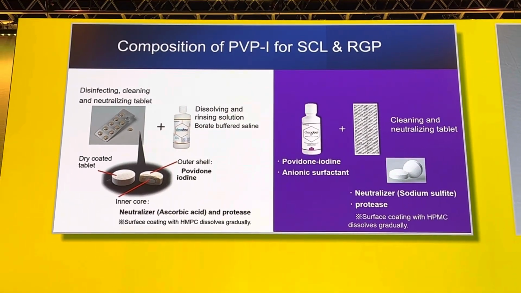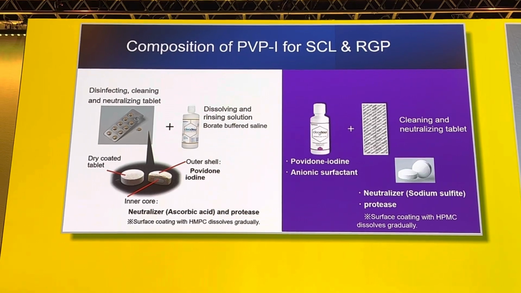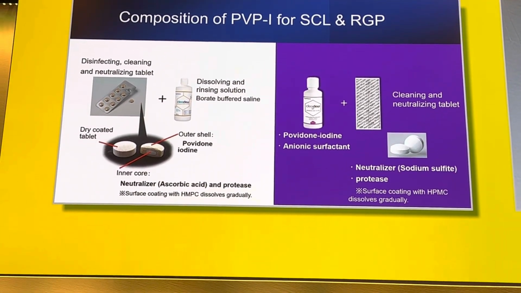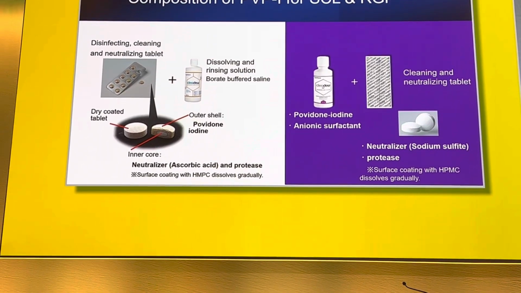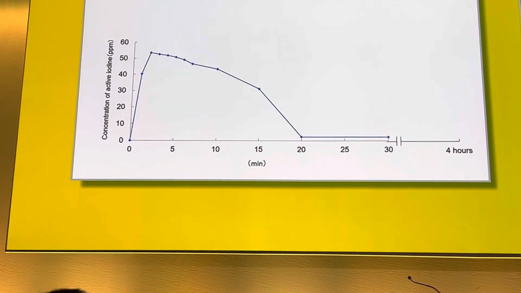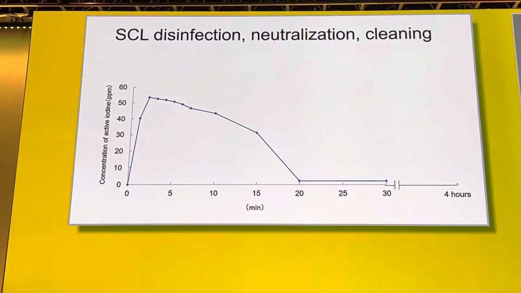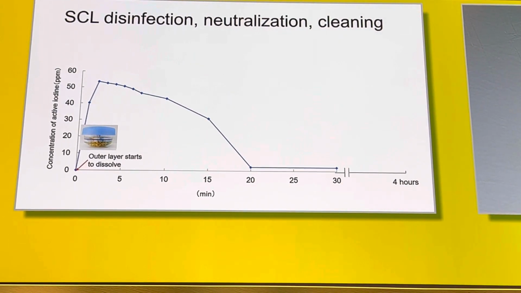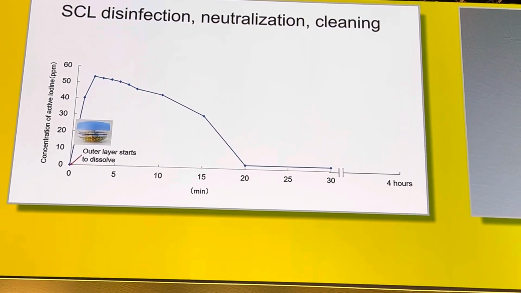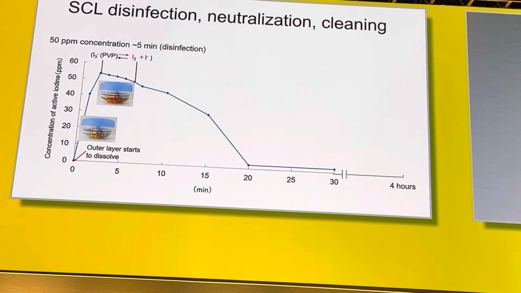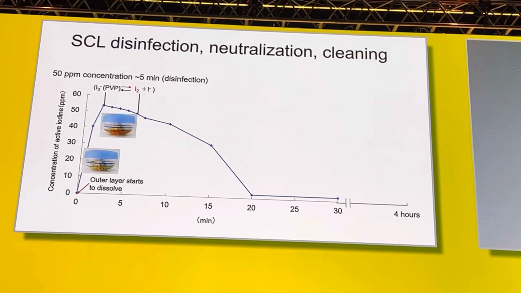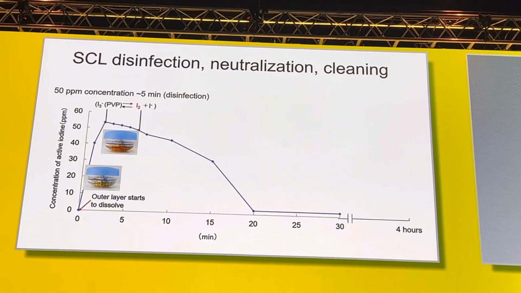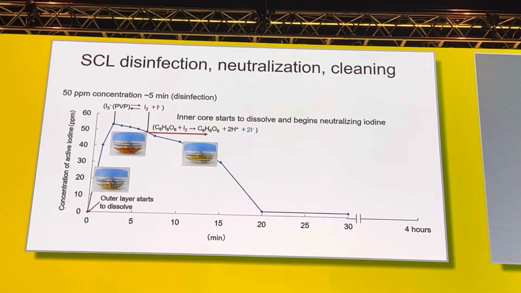The rigid lens solution is a bit different. It actually has the povidone iodine already in solution, and the tablet that is added is the neutralizer plus a protease. This is the time course of disinfection for the soft lens system. So you start at 0, the tablet is in there, the surface of the tablet starts to dissolve, and the solution will immediately turn golden to orange. And then you have a concentration of about 50 ppm that exists over about 5 minutes, where you have full disinfection and you've got a darker color.